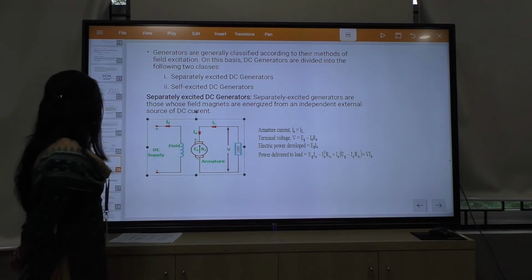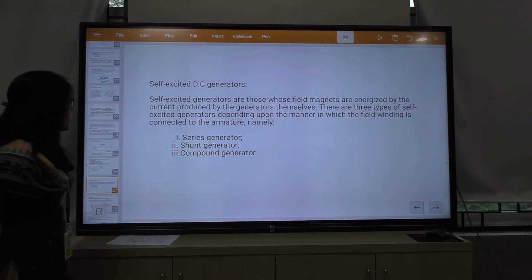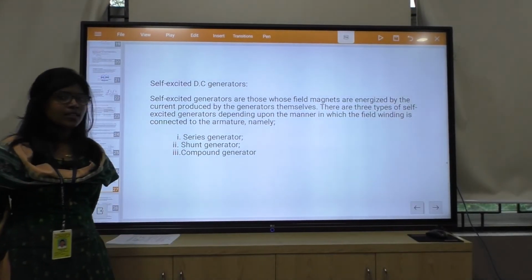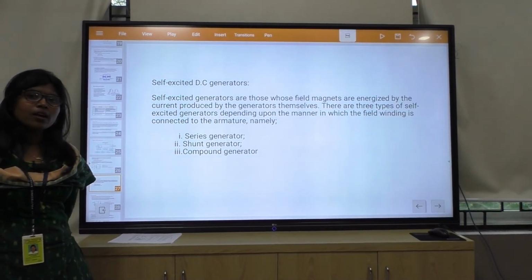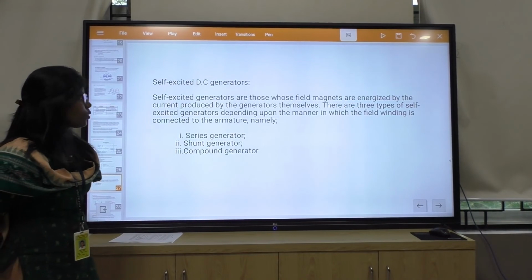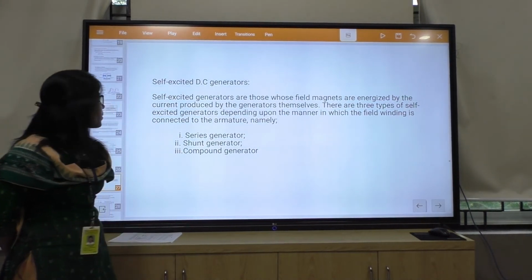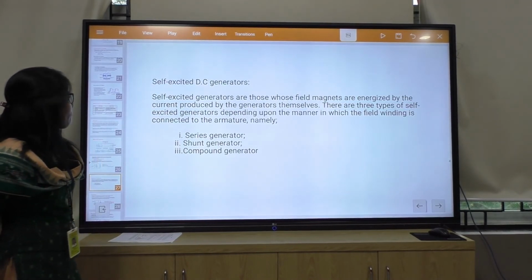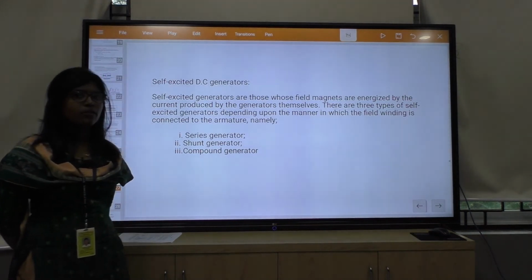Next, self-excited DC generators. Self-excited DC generator means the field magnets of the self-excited DC generator are energized by the current produced by the machine itself. These self-excited DC generators are of three types: series generators, shunt generators and compound generators.